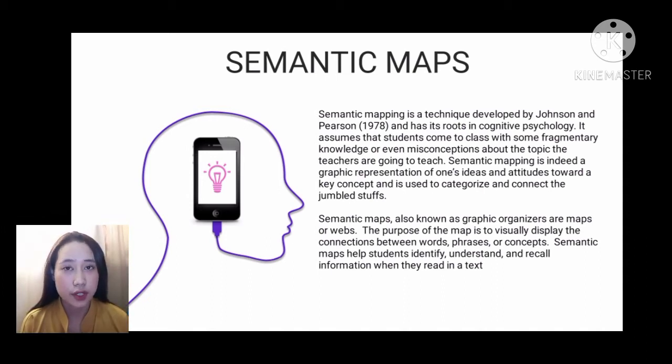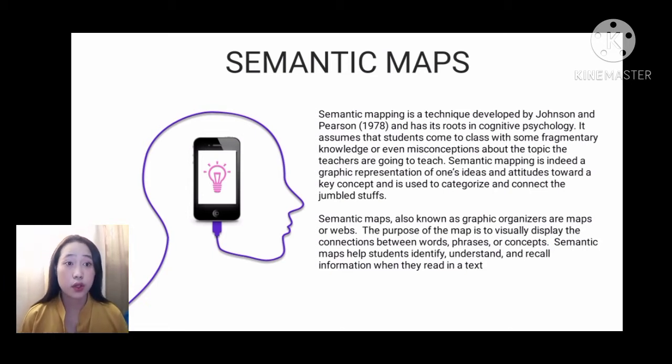Now, I would like to tell about the definition of semantic map. What is semantic map? Semantic mapping is a technique and has its root in cognitive psychology. It assumes that students come to class with some fragmentary knowledge or even misconception about the topic the teacher is going to teach. Semantic mapping is indeed a graphic representation of one's ideas and attitude toward a key concept and is used to categorize and connect the jumbles.